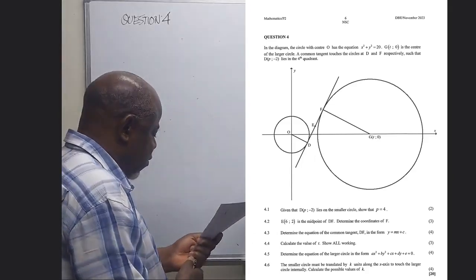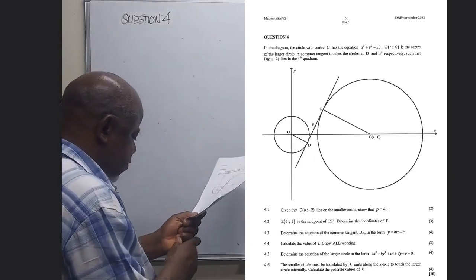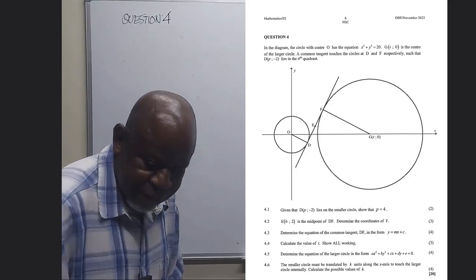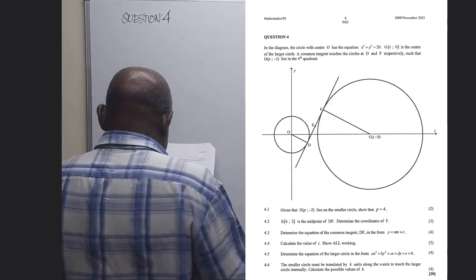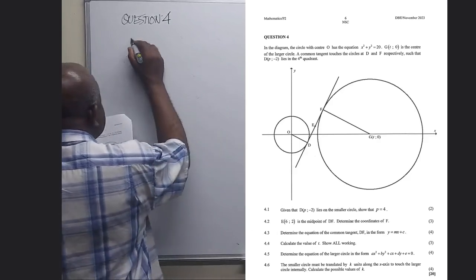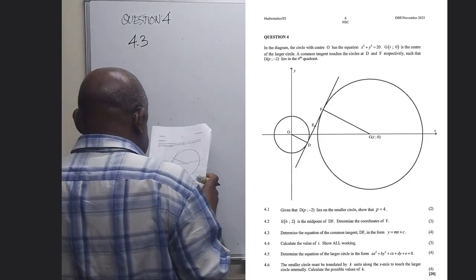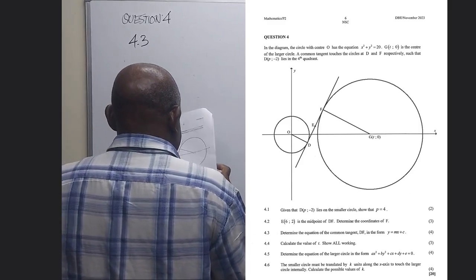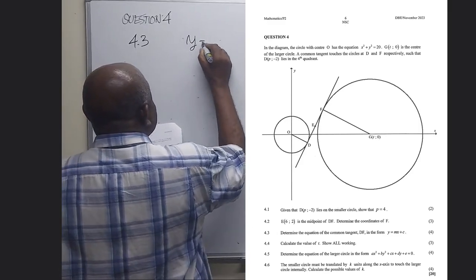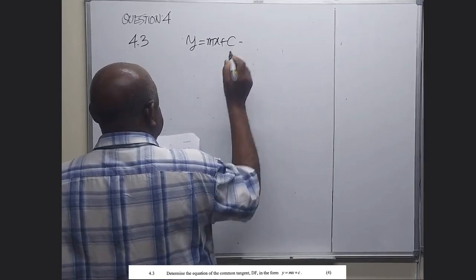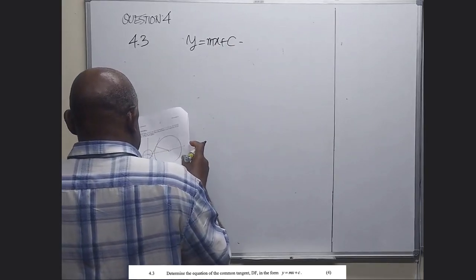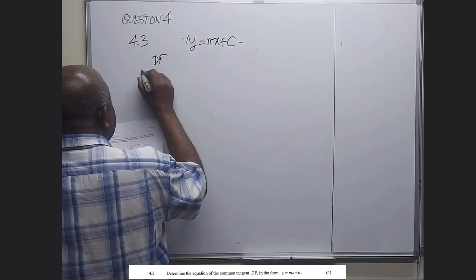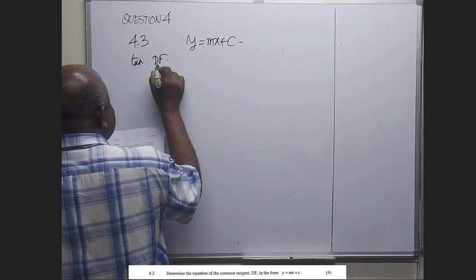All right, so we're taking question 4.3 now. The question is: determine the equation of the common tangent DF in the form y is equal to mx plus c. So the common tangent DF, I'm going to write the tangent DF.